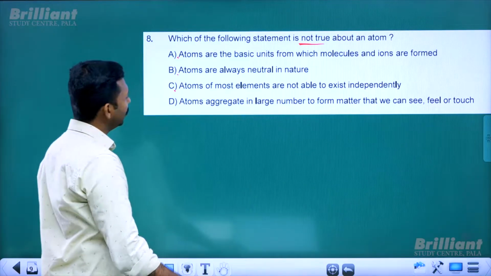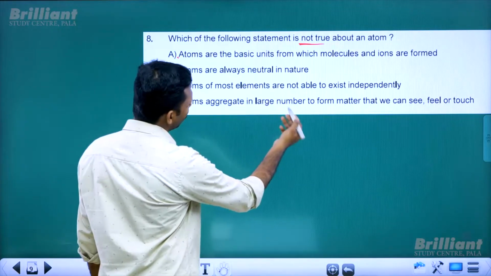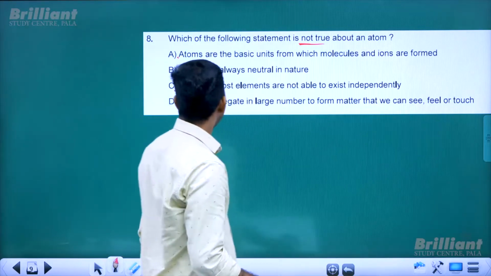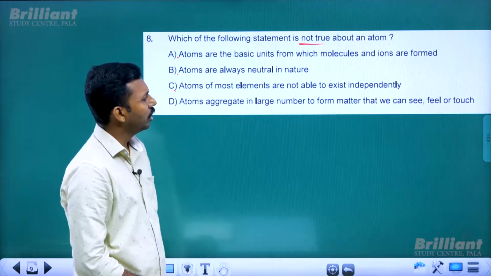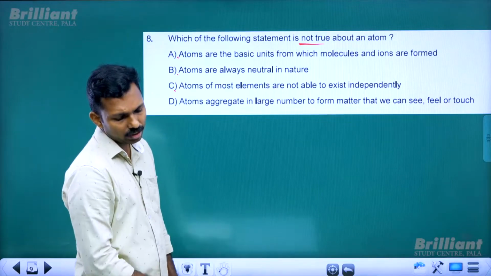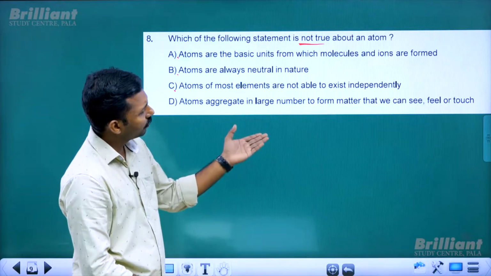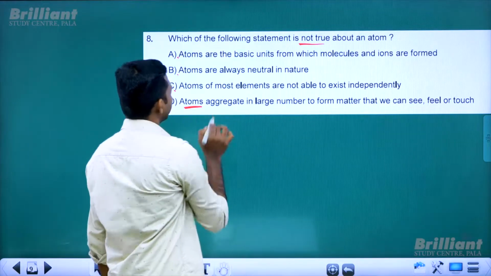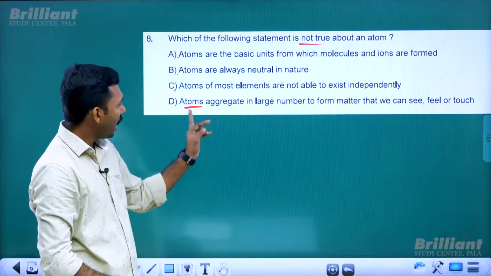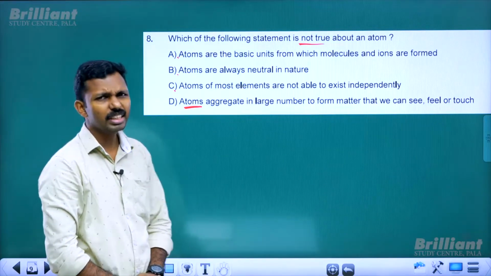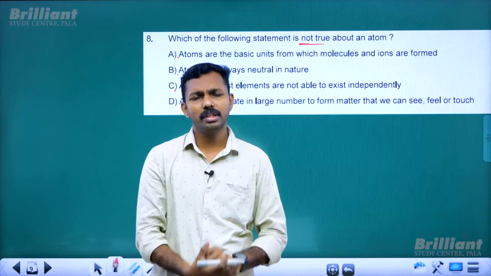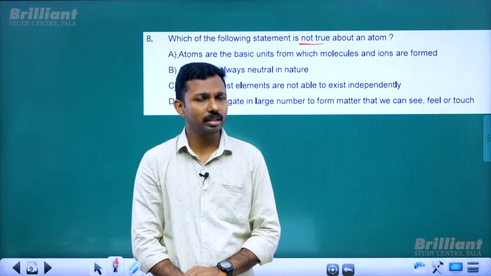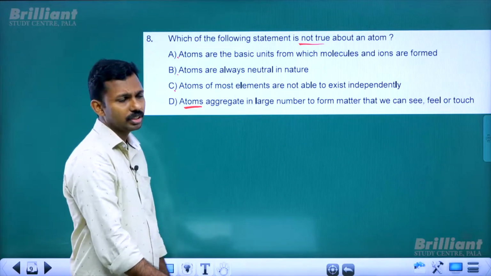Now, the remaining one is: atoms aggregate in large number to form matter that we can see, feel or touch. Okay. So, is it atoms? That is what I am going to ask you. Atoms aggregate. Aggregation means just grouping together, just coming together. There is no bonding or chemical force of attraction to be considered. So that is called aggregation.